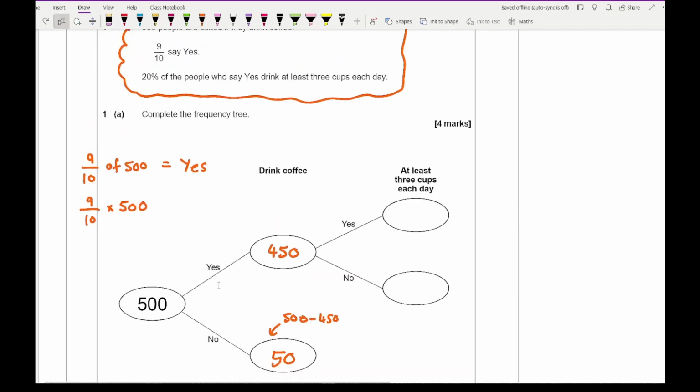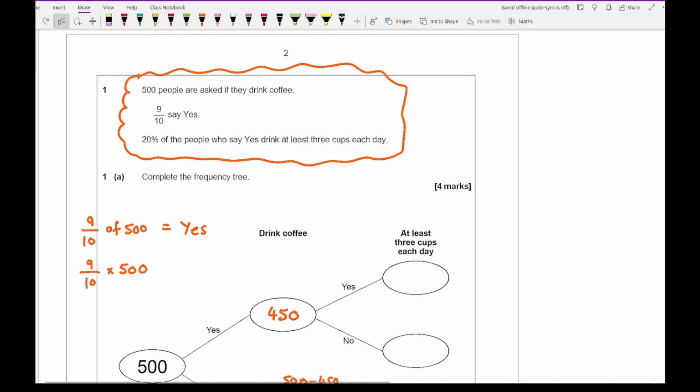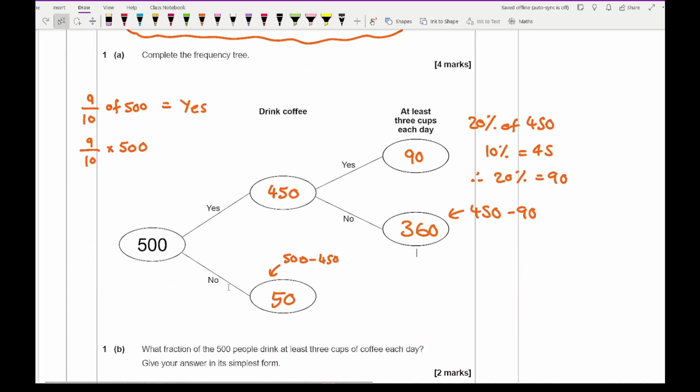Then for the yes part, it says 20% of the people who said yes. So 20% of 450, well, 10% is 45, so therefore 20% is going to be 90. And then for the no, all I need to do there is 450 minus 90, which gives me an answer of 360. So there is my frequency tree diagram completed.